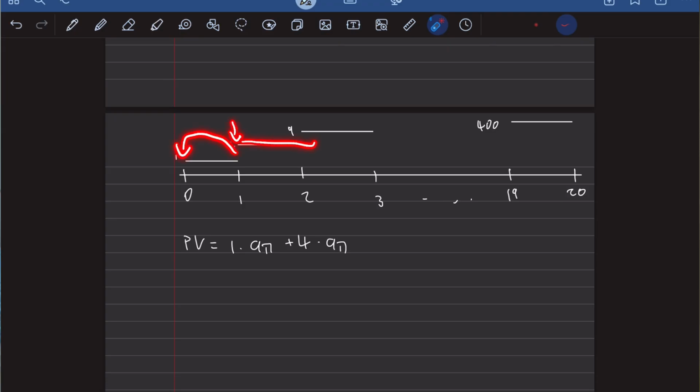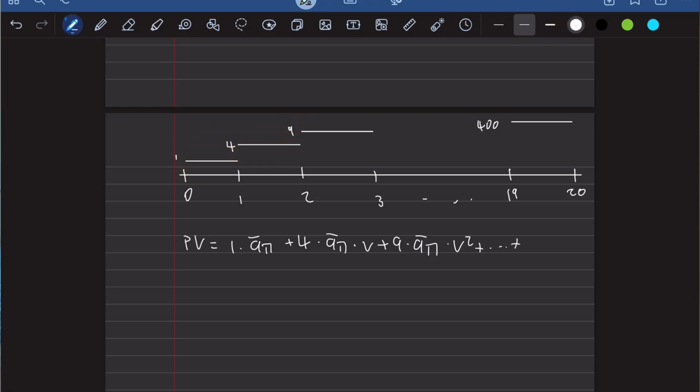So now we can still do it 1 more year, so I'm going to times it by V. Okay. And then the next one is 9 times continuous, sorry, I should be writing a line above these. These are all continuous annuities. So that would be 9 times that would value it to here. So 2 more years back, so times it by V squared. And this pattern will continue until we get up until 400 times an annuity times V to the 19. Okay, cool, this has all been added together.